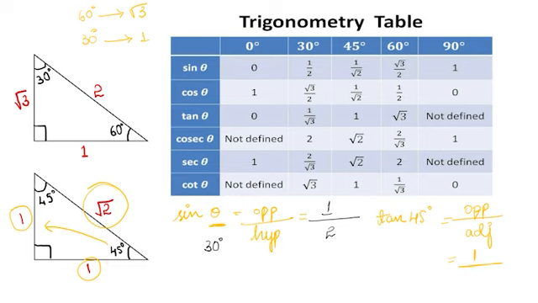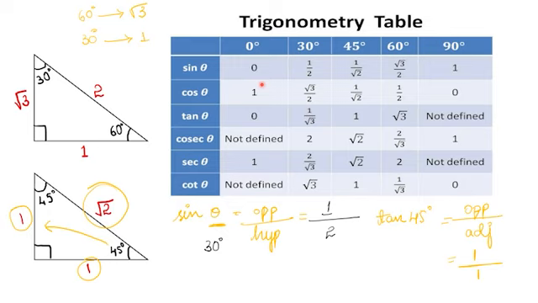So what is it? Adjacent is 1. So let us see what tan 45 is. Tan 45 is 1. See here, tan 45 is 1. Okay, now I think you are clear with the angles 30 degree, 45 degree and 60 degree.